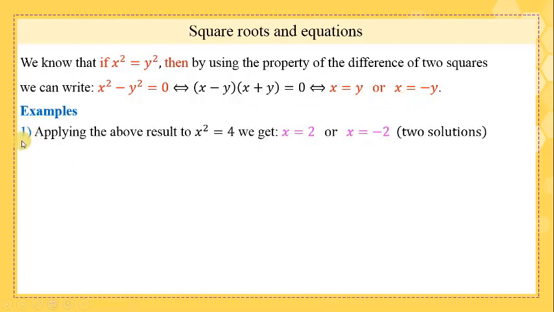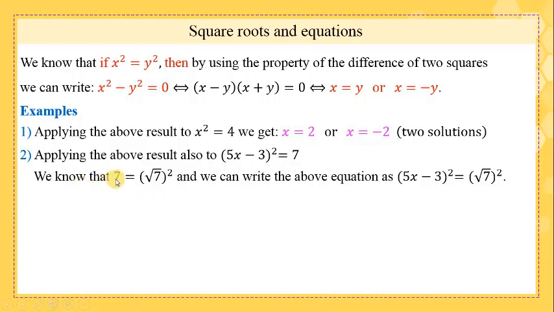Examples. Number 1. Applying the above result to x squared equals 4, we get x equals 2 or x equals minus 2, and of course this equation has two solutions. Number 2. Applying the above result also to (5x minus 3) squared equals 7.